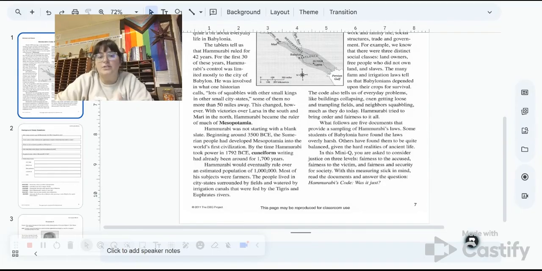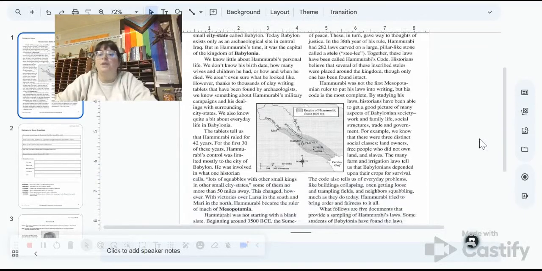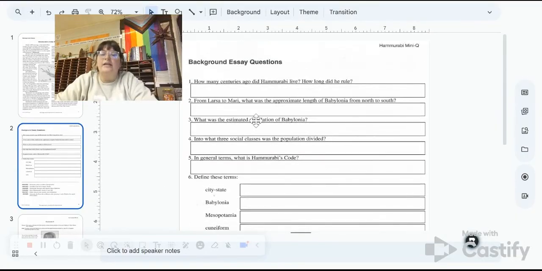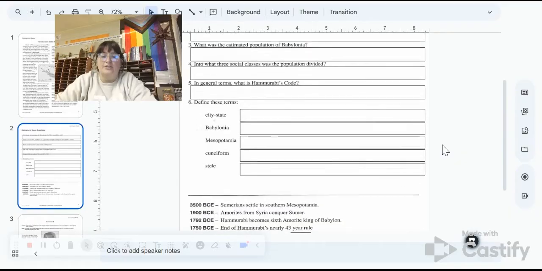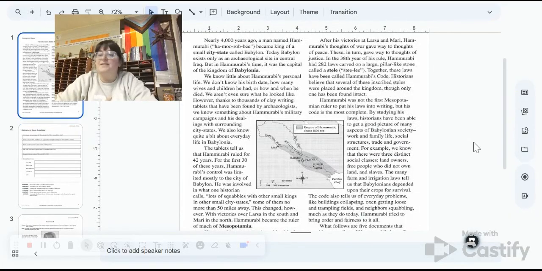So that's the one that we just talked about. So now that we have this information, what you're going to be tasked with today is answering these essay questions based on the background reading. This is like our day 1 activity.